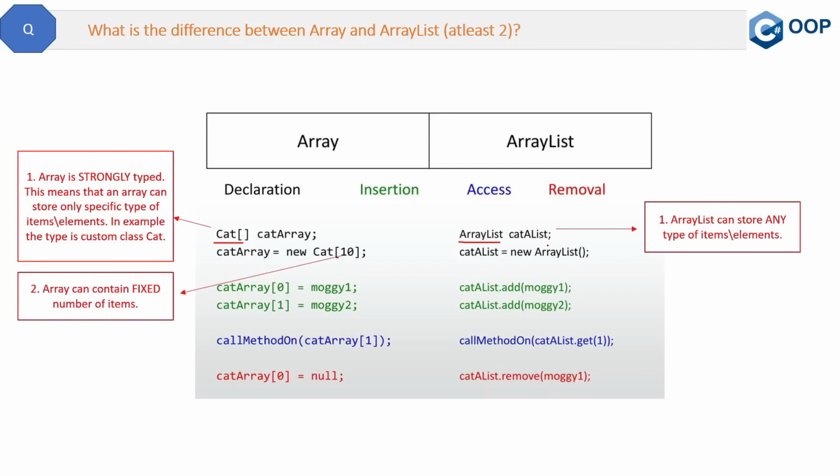Second difference is array can contain a fixed number of items. See, in the declaration, the count of items has to be present in the array. On the other hand, an ArrayList can store any number of items. So there is no count of items mentioned. You can add any number of items in this. I think these two differences are good to tell the interviewer.